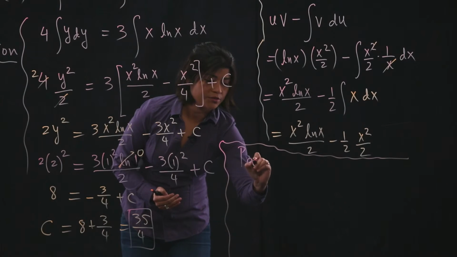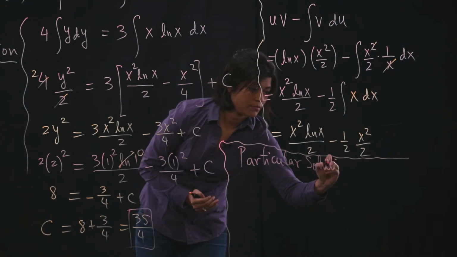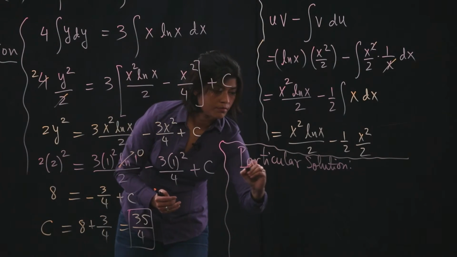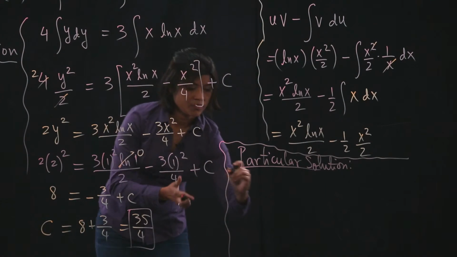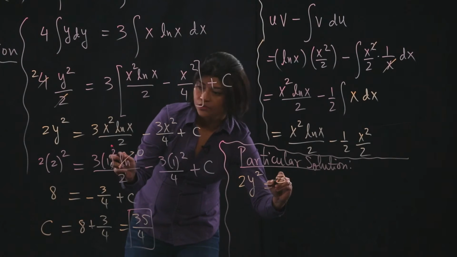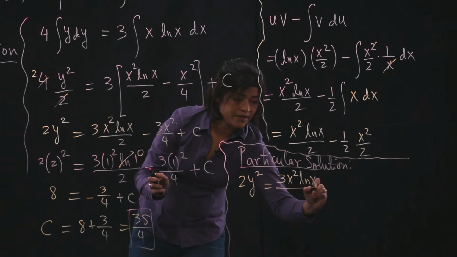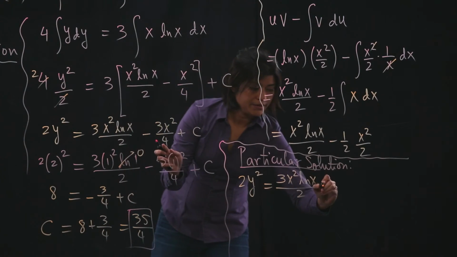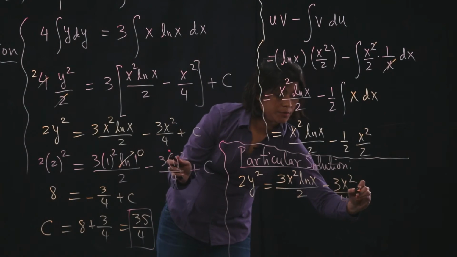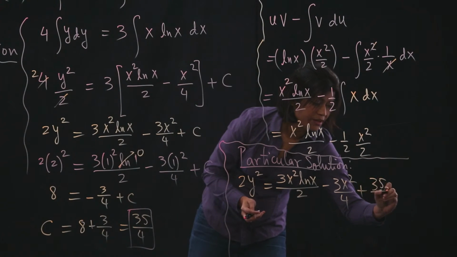So I'm writing my particular solution. Okay, so take the general solution. 2y squared is equal to 3x squared natural log of x divided by 2 minus 3x squared divided by 4 plus, instead of c, you write down 35 divided by 4.